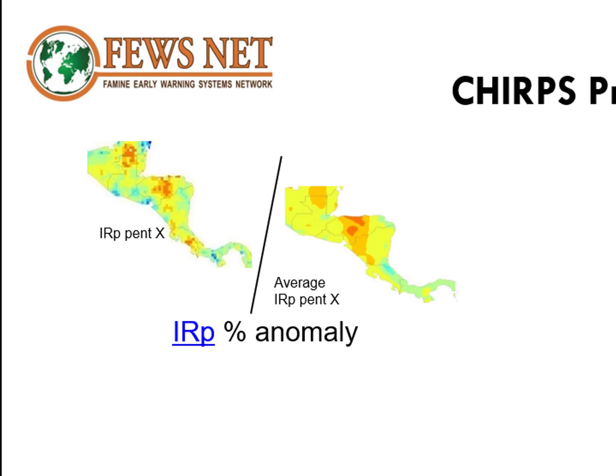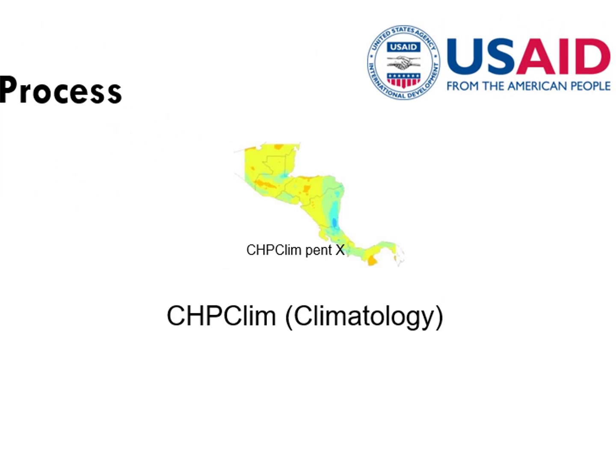Once the estimate is obtained for that specific pentad, we take the average for that pentad based on satellite data and calculate a percent anomaly. On the other side of the process, we have the CHPclim. This is the climatology developed by the Climate Hazards Center.